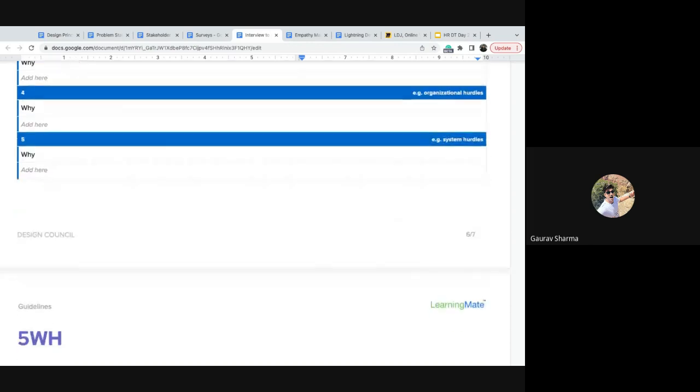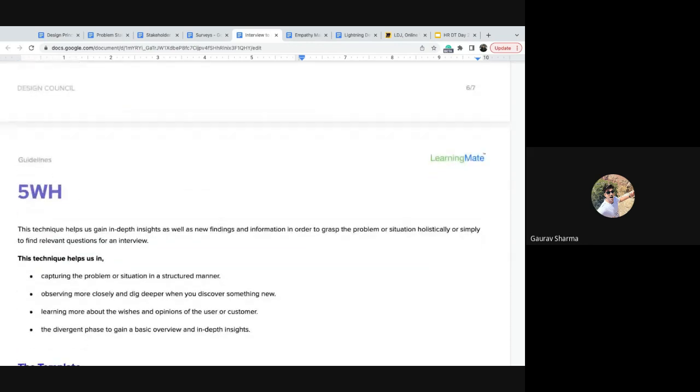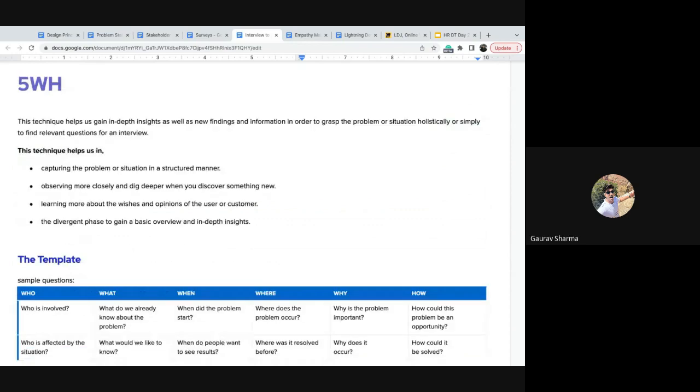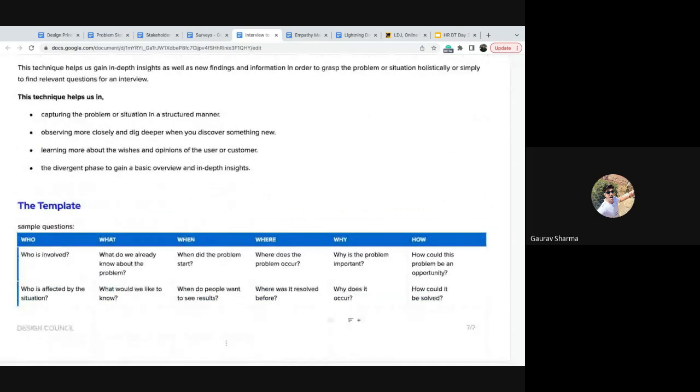Right? Another technique is 5 W and H. Now, this technique helps us capture problem situations in a structured manner, observe more closely and dig deeper when you discover something new, learn more about the wishes and the opinions of the user or customer, and use it in a divergent phase to gain basic overview and in-depth insights.